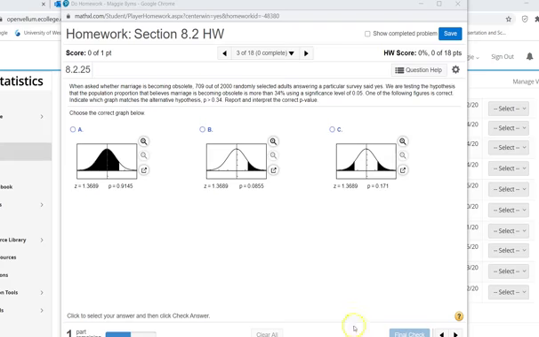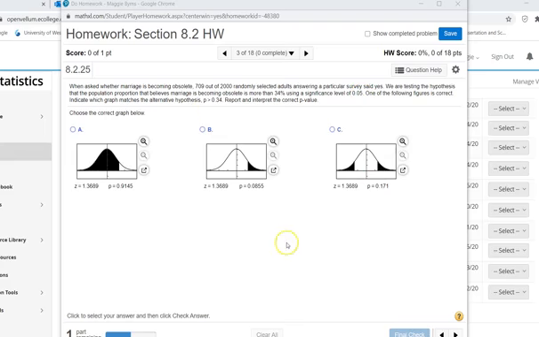So for example, write down what you think the null and the alternative hypothesis is. So 34% is what we're comparing everything to. So your null hypothesis would be that P equals 34%. Your alternative would be that P is greater than 34% because it says more than. They're telling us to use a 5% significance level. One of the following figures is correct. Indicate which graph matches the alternative hypothesis, P is greater than 34%.